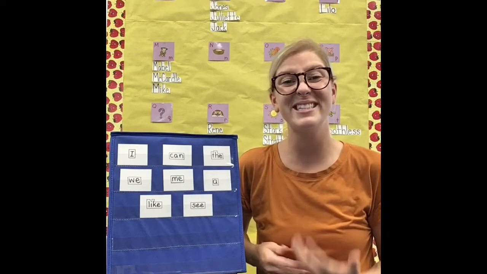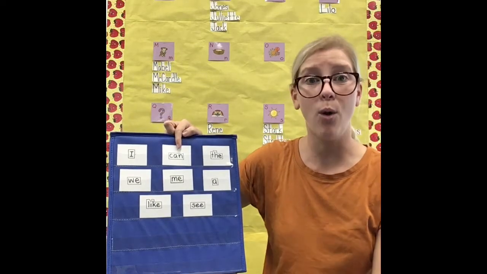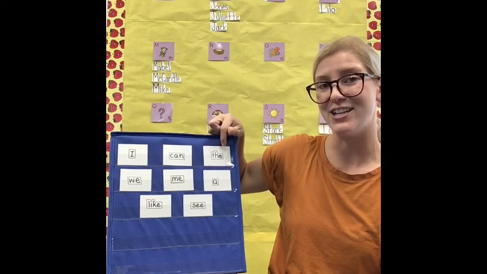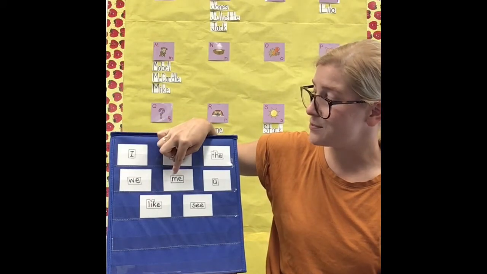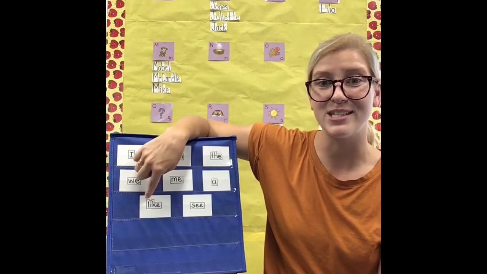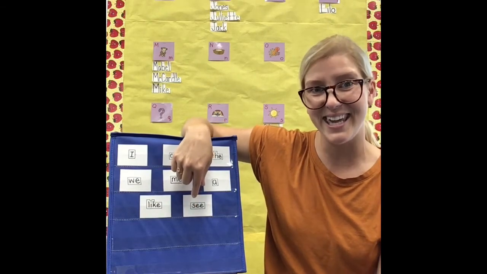Our words that we see all the time that are always the same. They're always spelled the same. Like how I is always spelled with just an I. Can is always spelled C-A-N. The is always spelled T-H-E. We is always spelled W-E. Me is always spelled M-E. A is always spelled with just an A. Like is always spelled L-I-K-E. And see is always spelled S-E-E. They're always the same words, but sometimes they can look a little different.